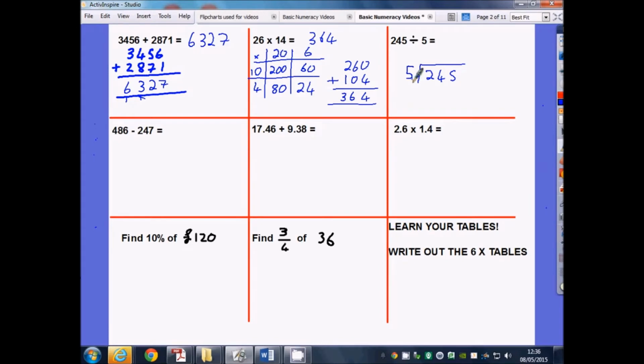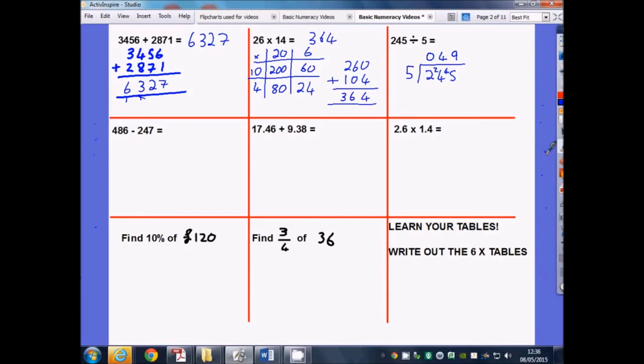Well, none. But I've not used the 2 here, I've not used any of those, so I move that 2 across, which turns the 4 into 24. How many 5s go into 24? Well, 4 5s are 20, and I've then got that 4 left over, haven't I? So 4 5s are 20, that only uses 20 of the 24 there, so I've got 4 left. How many 5s go into 45? And the answer we have then is 9.